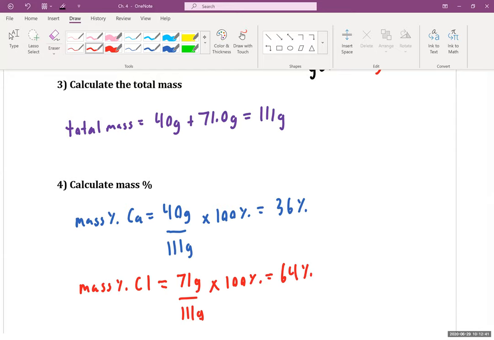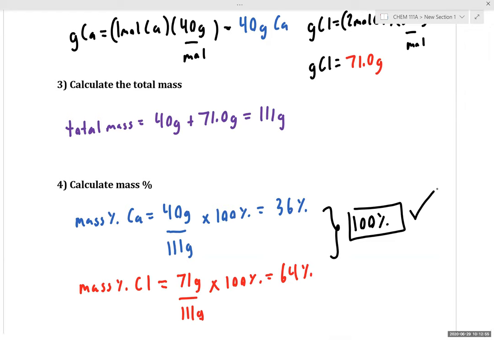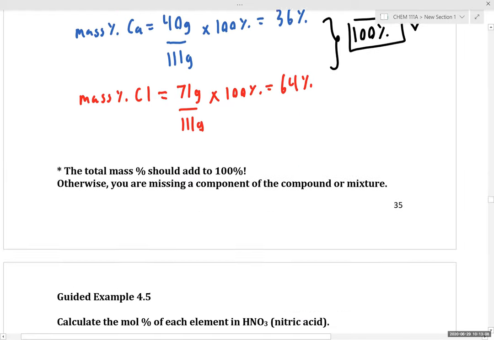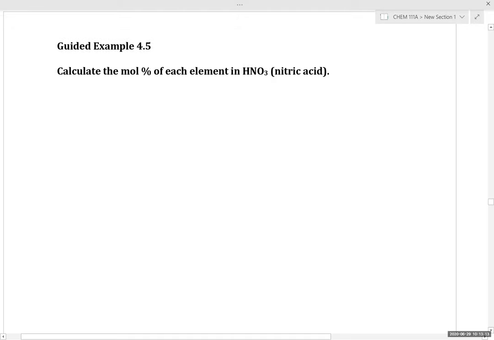Again, just as a mental check, if we take both of our mass percentages, they will add together to give us 100%. So that means we haven't made any egregious calculation errors. Does that make sense so far to everyone? Any questions so far? Okay, well, if we don't have any questions, let's focus on showing more examples of these calculations.